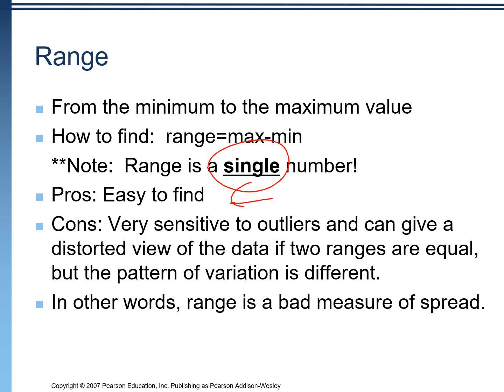If we have a single outlier in the data, whether it's at the top or the bottom of the distribution, it's going to give a really distorted view of the data. Let's say somebody didn't take that quiz. Right now they have a 0. Now our range is 100 instead of 30.